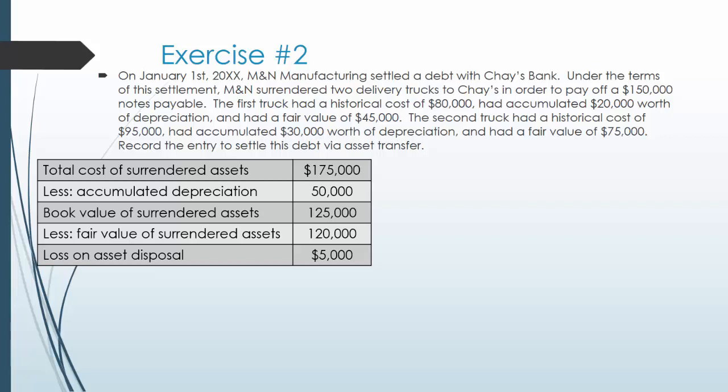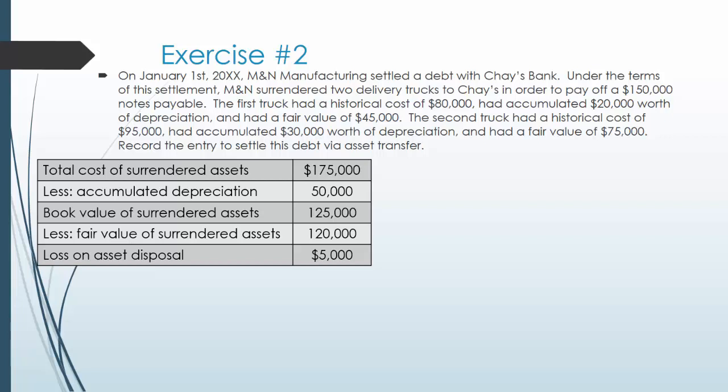The first truck has accumulated $20,000 worth of depreciation. The second truck has accumulated $30,000 worth of depreciation. The 2 of them together have $50,000 worth of accumulated depreciation. That means that the book value of these 2 trucks, these assets that we're surrendering, is $125,000. Well, what's the fair value? The fair value of the first truck is $45,000. The fair value of the second truck is $75,000. That's $120,000 in total. So our books say that these assets should be worth $125,000.